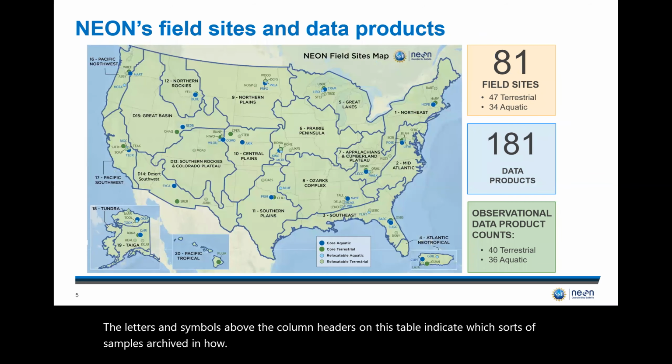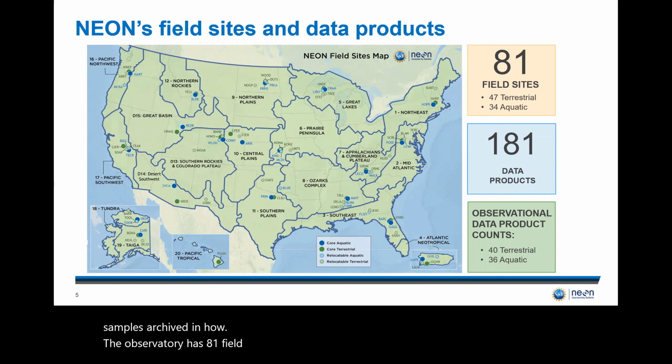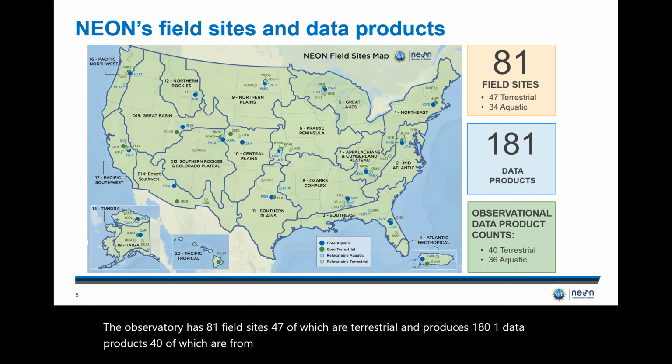The observatory has 81 field sites, 47 of which are terrestrial, and produces 181 data products, 40 of which are from the terrestrial observation system.